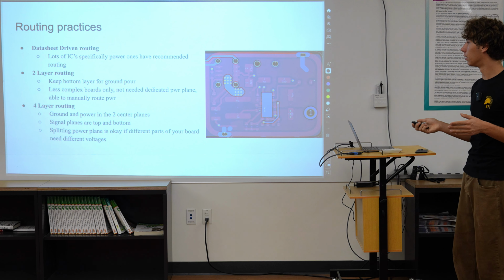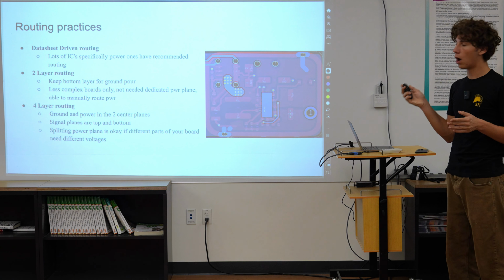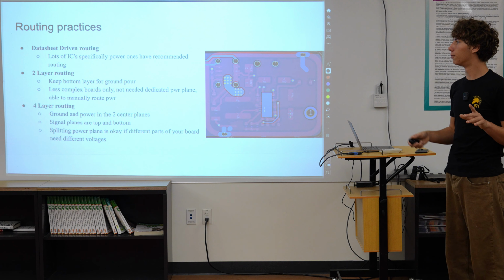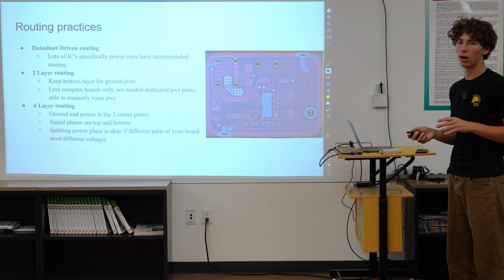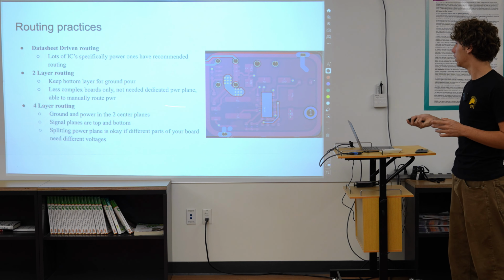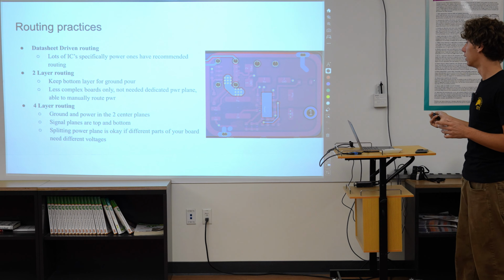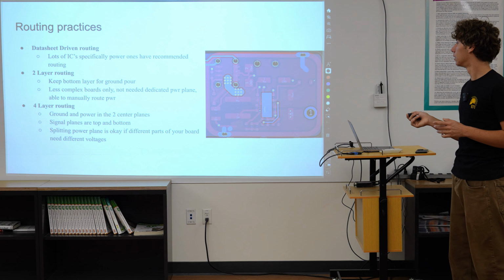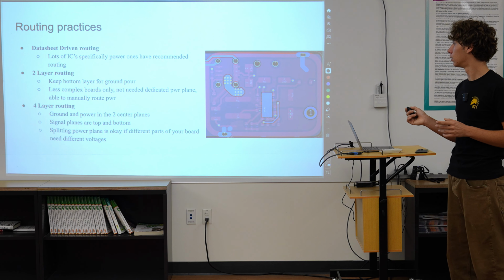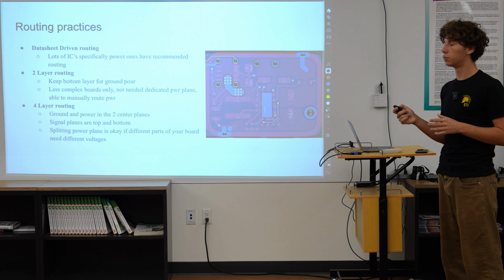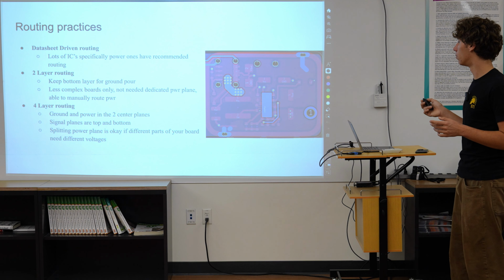For two-layer routing, if you want to do two-layer versus four-layer routing, we'll get more into when you want to use either. But for two-layer routing, you definitely want to keep the bottom layer for a ground pour. This is what we did in this board. One thing you're going to see is that because of how small it was, it was kind of impossible to do without breaking that rule. This isn't ground, this isn't ground, this isn't ground, this isn't ground. But for the most part, we try to use only ground.